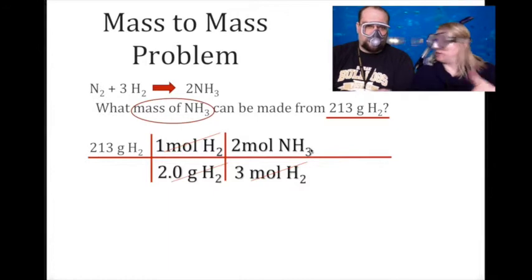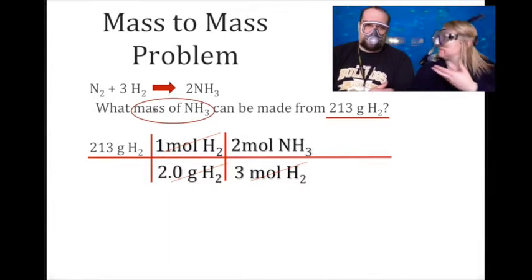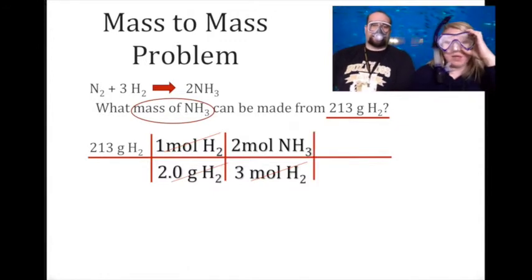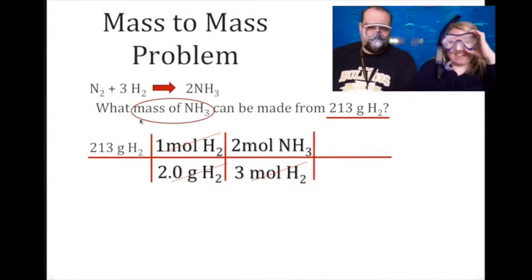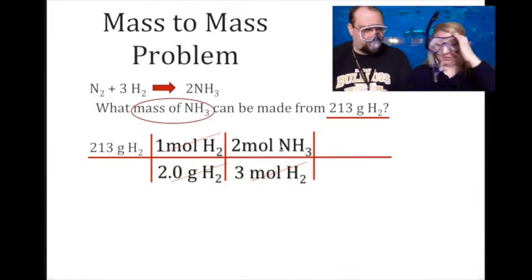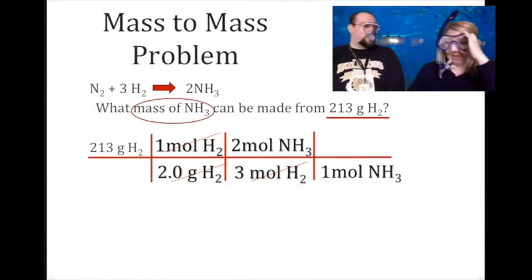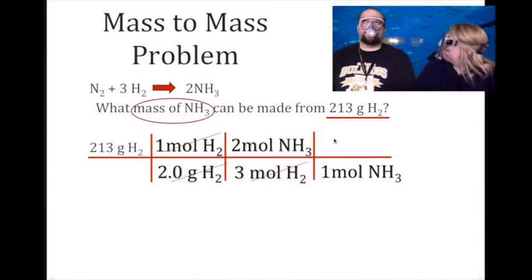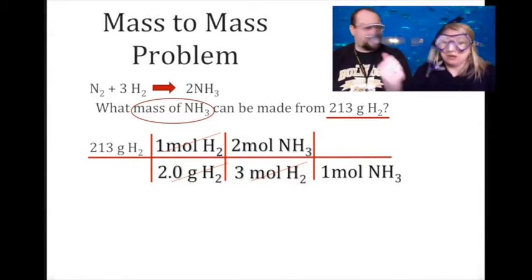I need NH3, but I'm looking for mass, and mass is measured in grams. So I've got to go one more step. Since I have a mole here, in order to cancel out a mole, it's got to be put on the bottom. So I'm going to use 1 mole on the bottom. And what do you think is going to go here on the top? It's going to be how much 1 mole weighs, which would be like 17 grams?